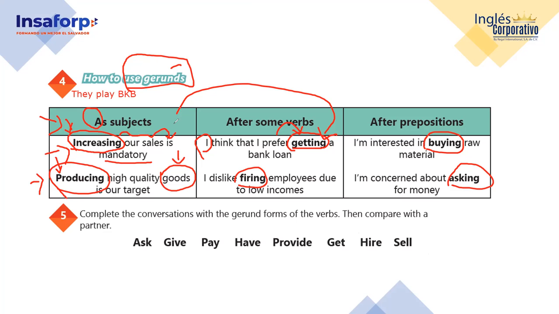Okay. I think I prefer getting a bank loan. If you think this in Spanish, ¿va a pensar en ponerlo como obteniendo o cómo? ¿Cómo cree usted que diría? Obtener. That's it. Jamás lo va a hacer como ando. I dislike firing employees due to low incomes. Después de otro verbo. I dislike firing employees. What does it mean?